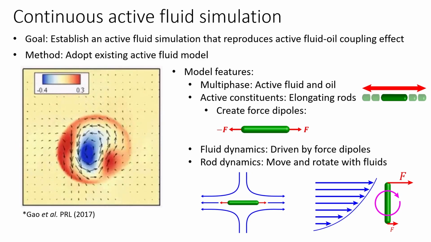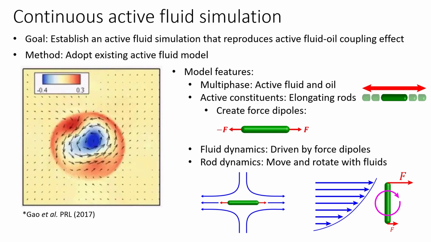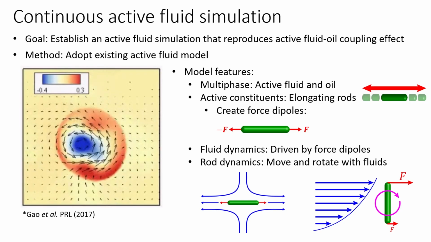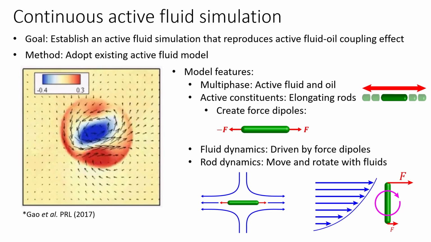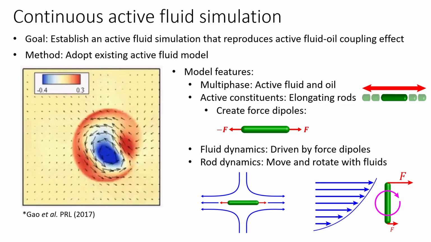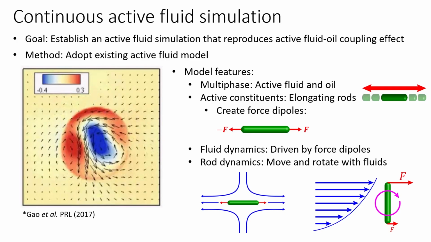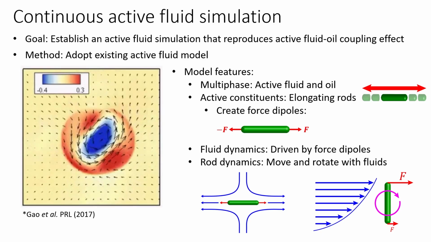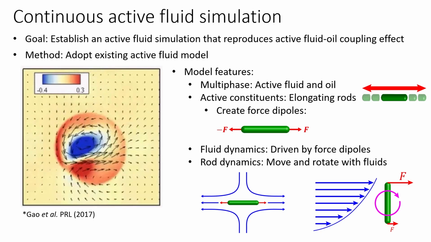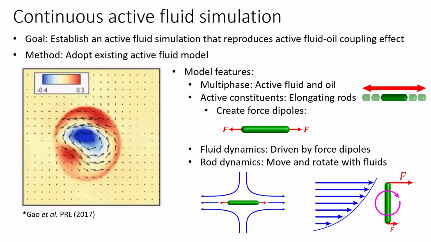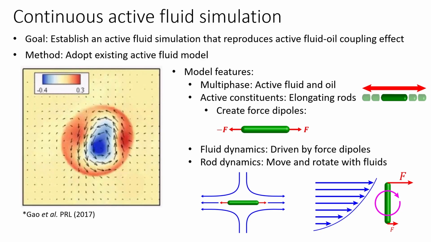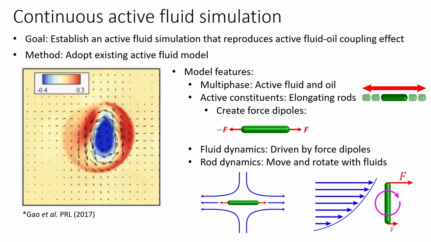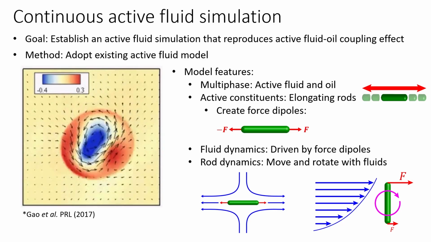For example, if the rods are immersed in a shear flow, the rod will experience a larger drag force on one end and smaller on the other, which will result in a torque that aligns the rod with the fluid. This is called flow alignment. As such, rods create force dipoles to drive fluids, and the fluids in return rearrange the rods. Rods and fluids form a closed feedback loop to evolve side by side. We should be able to use this model to explore how the active fluid-oil coupling affects intra-droplet circulatory flows.